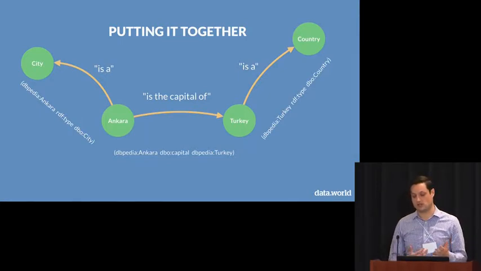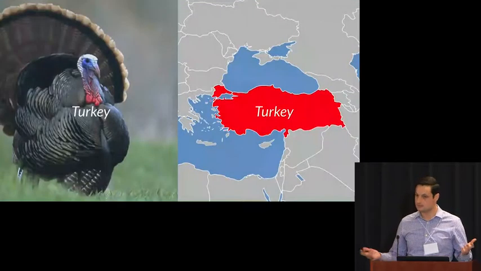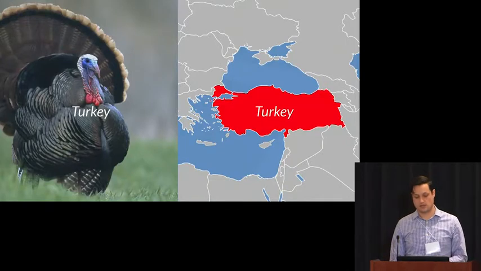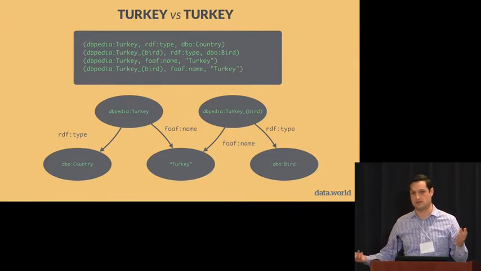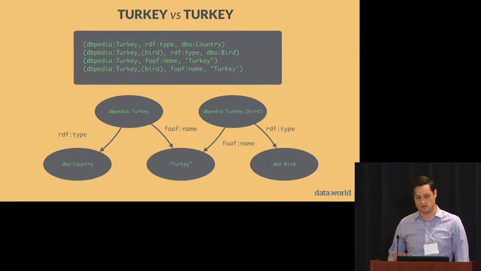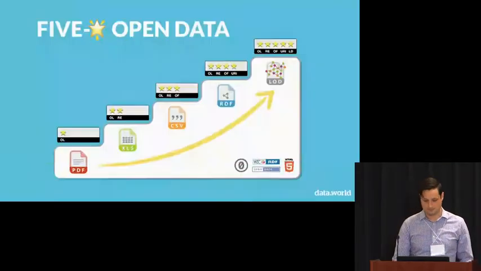And this brings up a question, right? What's wrong with just calling Turkey Turkey as a string in a file? Well, there's Turkey the bird and there's Turkey the country. These are two distinct concepts, and they should be mapped as two distinct concepts out there. So there's a way that you can take care of this. There are two resources. One is Turkey and one is Turkey bird. They both have the same name, Turkey, but they're different types.